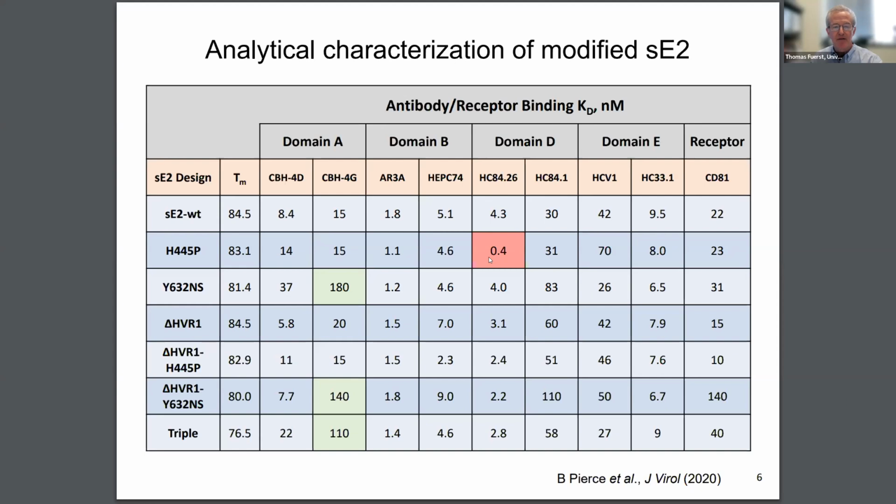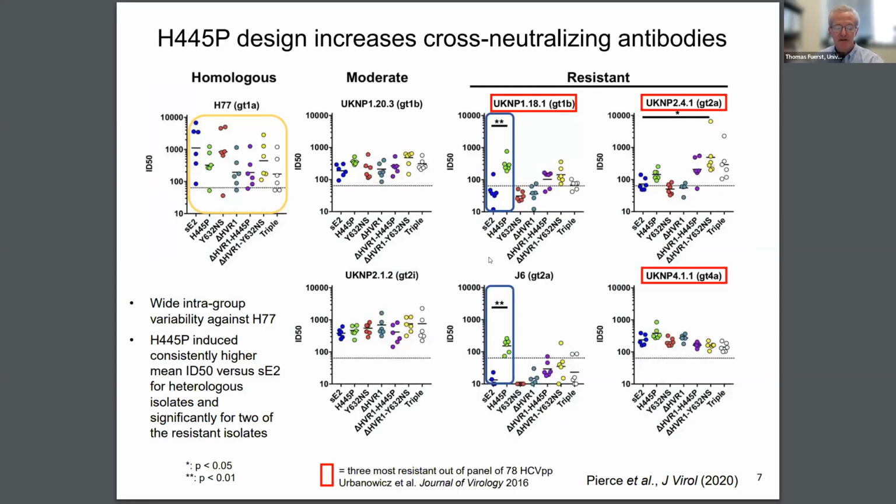So this is a candidate that we're moving forward with. The SC2 designs were then tested in vivo to assess induction of cross-neutralizing antibodies. Mice were immunized with these SC2 designs and tested for homologous and heterologous serum neutralization, representing H77 homologous to the vaccine and 6 heterologous isolates.